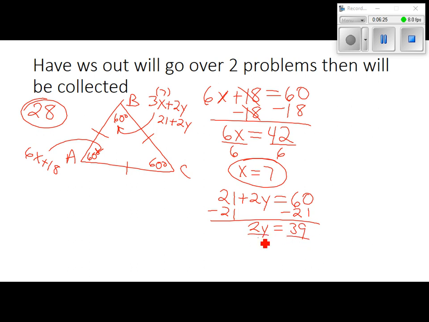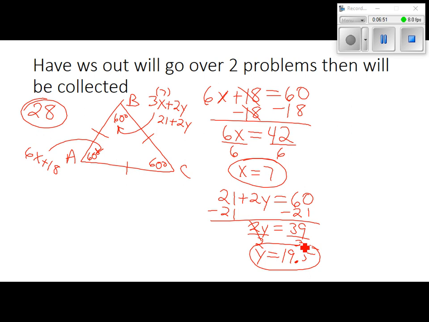Divide by 2. 19.5. Y equals 19.5. Is it all right for y to be 19.5? It can be a decimal. Did they ask us to find anything else other than x and y? Is that it? That's all they ask us to find? So those are our 2 answers.